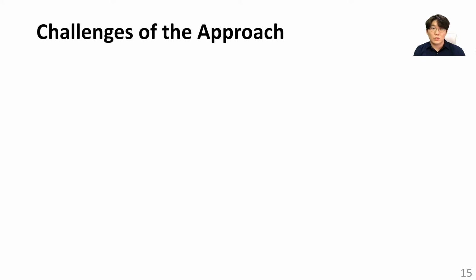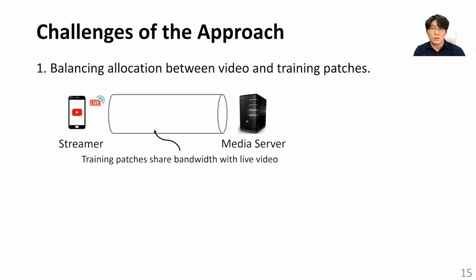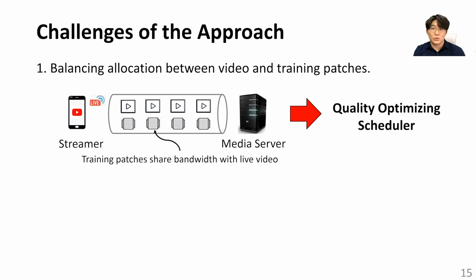The online training approach, however, involves solving non-trivial challenges. First, the high-quality patches that a client transmits share the ingest side bandwidth with live video. Allocating large bandwidth for training patches can improve super resolution. However, it leaves less bandwidth for live video, which can cause quality degradation. To address the challenge, we introduced the quality optimizing scheduler that effectively balances the allocation of uplink bandwidth between training patches and live video.